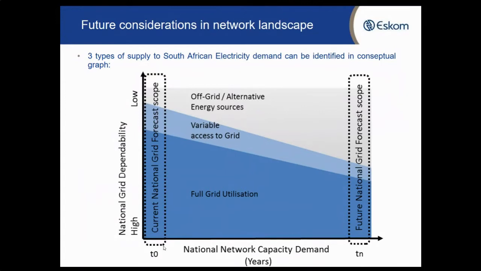So at the current time, our current national grid forecast scope comprises a full grid utilization customer base, which is the majority of our customers. Then there's a small bit of variable access to the grid, people that are grid tied, and then there's a very small area that is actually off grid.